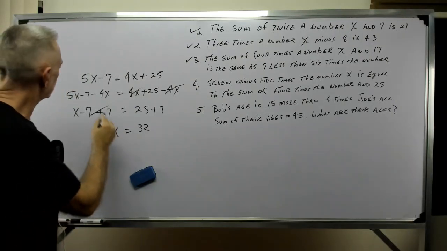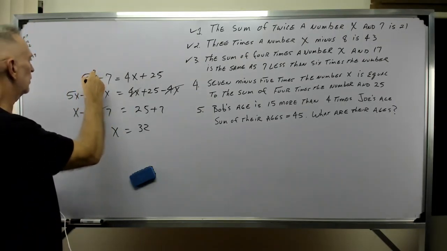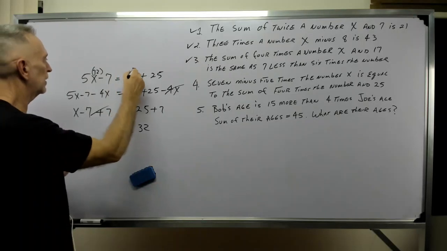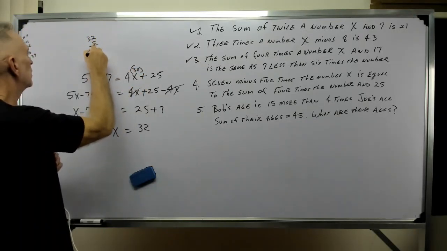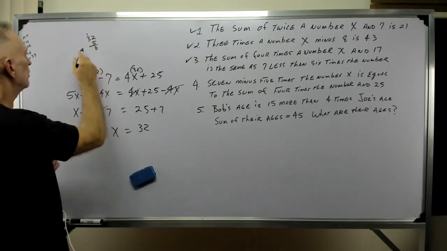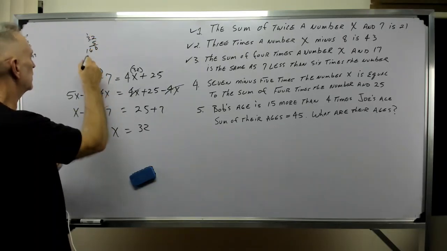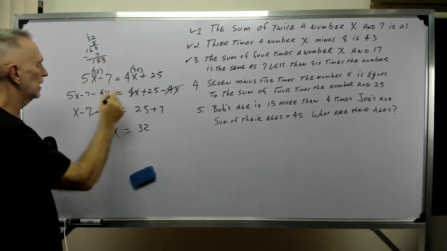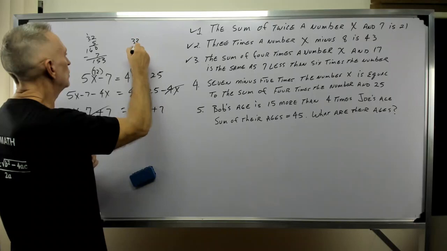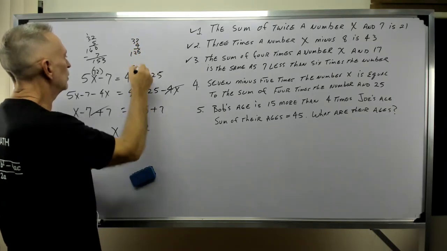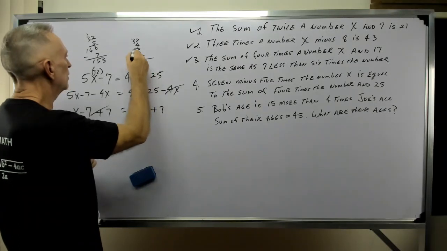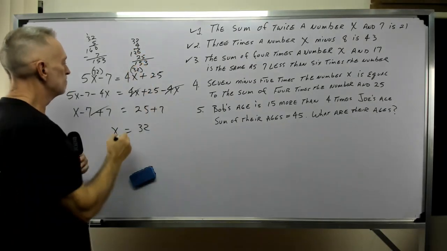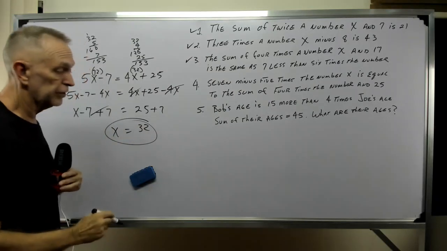Now let's see if that's right. 5 times, so we've got a 32 everywhere there's an x. So 5 times 32, 5 times 2 is 10. Carry the 1, 15, 16. 16 minus 7 gives me 153. Okay. 4 times 32, 4 times 2 is 8, 12, 128 plus 25. 13, 4, 1, 153. So x equals 32 is correct.